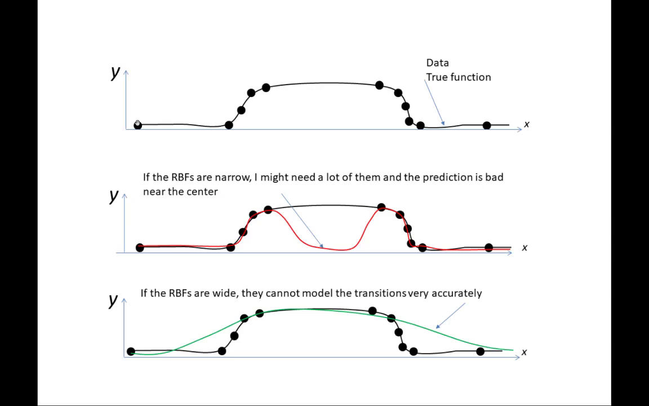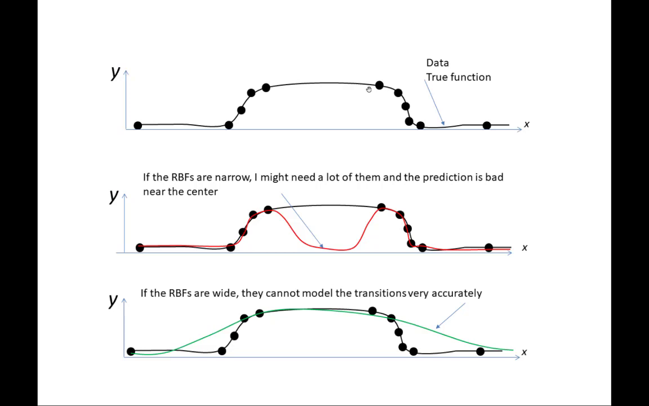So this is the function we want to model, and here's some data points. So this is X input, this is Y output. And the true function has this property that we need a lot of complexity here in this transition area and also here, but in other areas it looks smooth and boring, let's say.